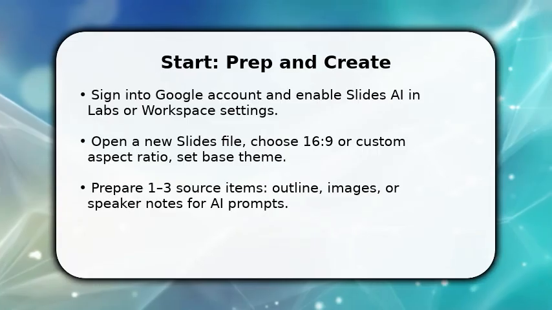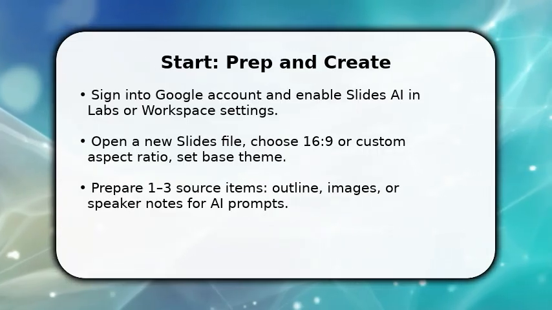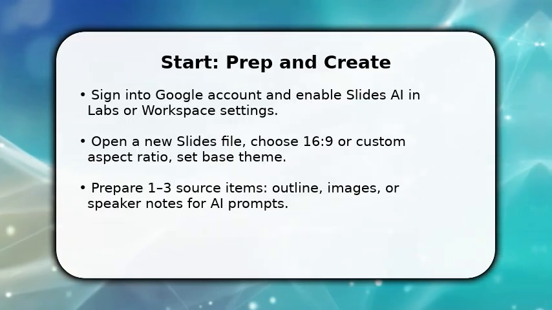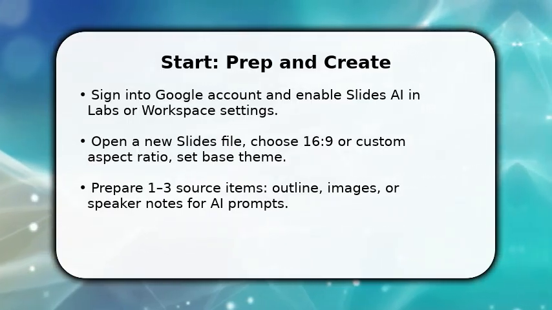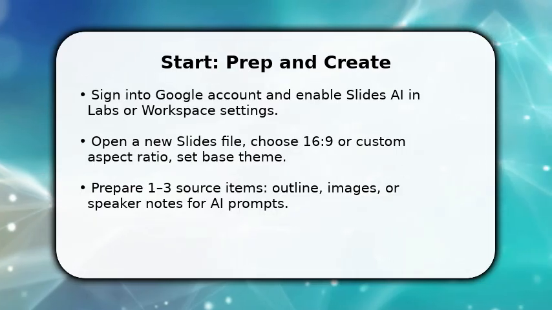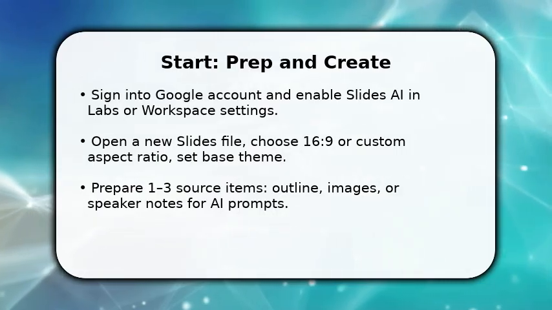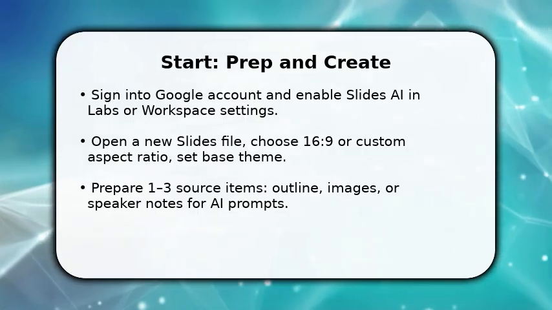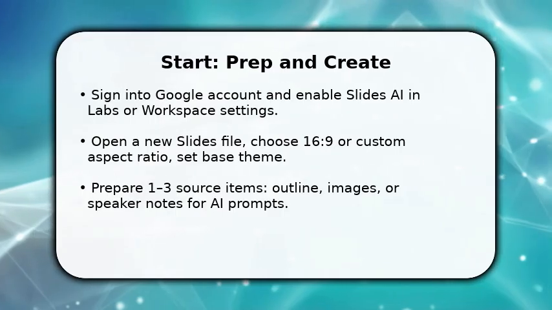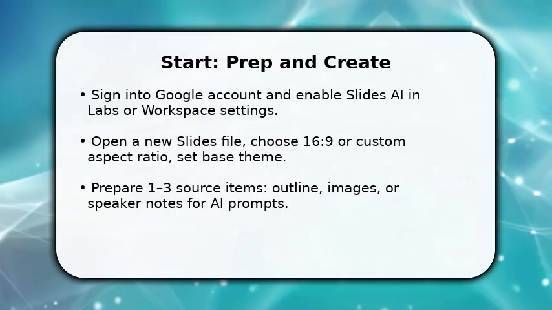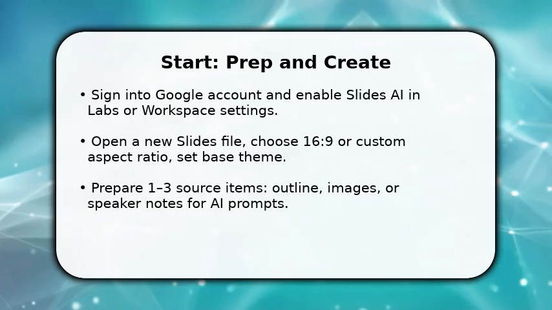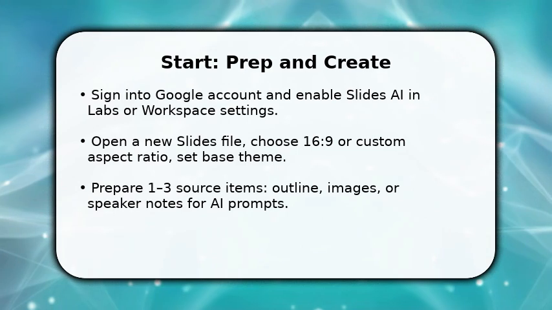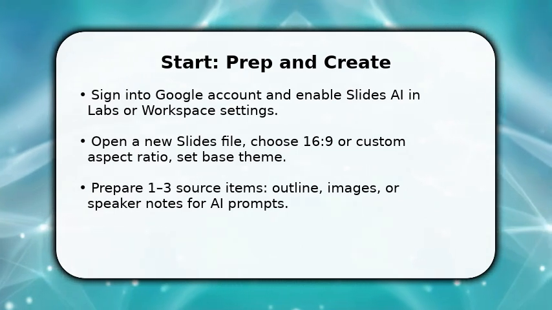You'll begin by confirming two essentials: signed into Google and Slides AI enabled in Labs or Workspace. Once done, open a new presentation and pick 16:9 or your preferred ratio so layouts match your output. Next, load 1 to 3 source items, a simple outline, a few images, or speaker notes, because the AI uses those as context. Start the AI sidebar, choose a slide range, and give a concise prompt telling it the purpose and audience to generate your initial slides.